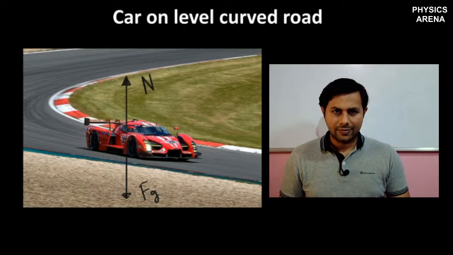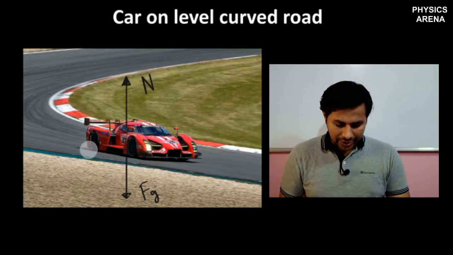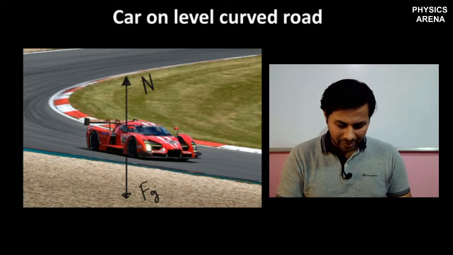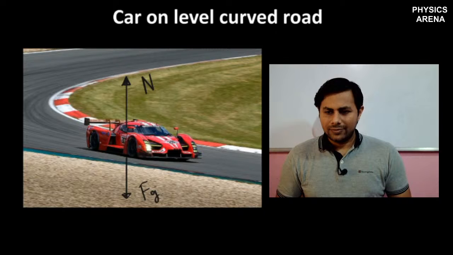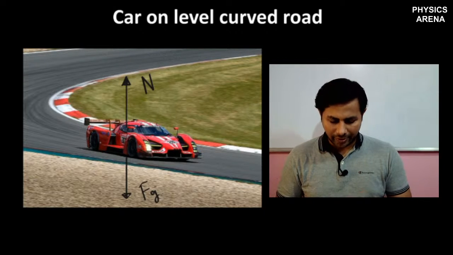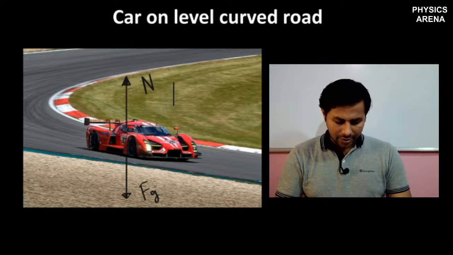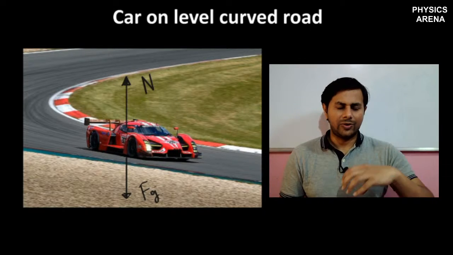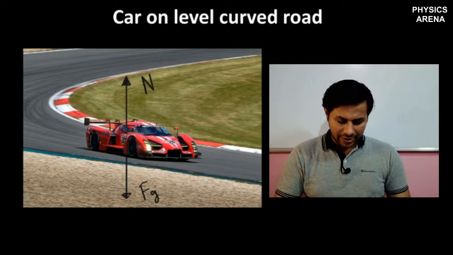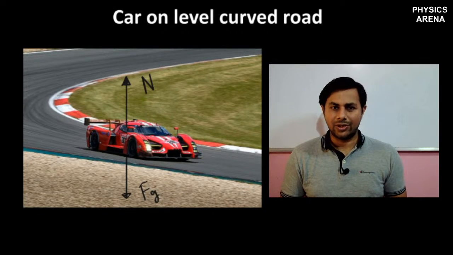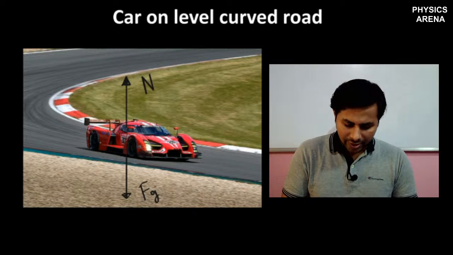What else is acting? There can be frictional force. There can be a frictional force acting between the tires of the car and the road surface. I think it comes due to its motion. The car doesn't fly away in vertical direction. That means the normal reaction is balanced by the gravitational force. So we can say that N is equal to mg.